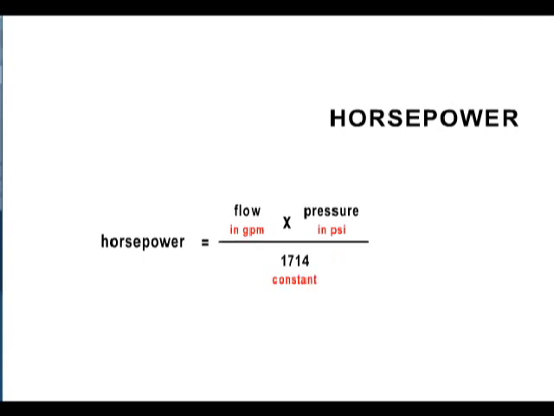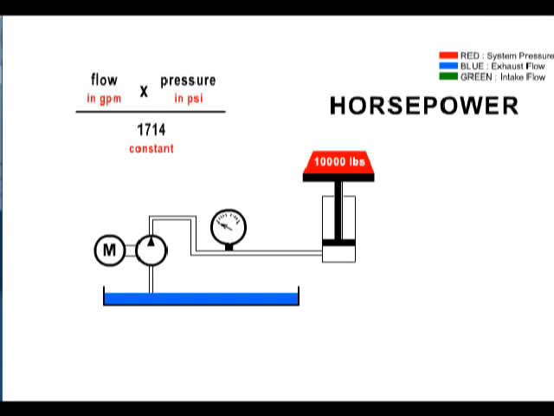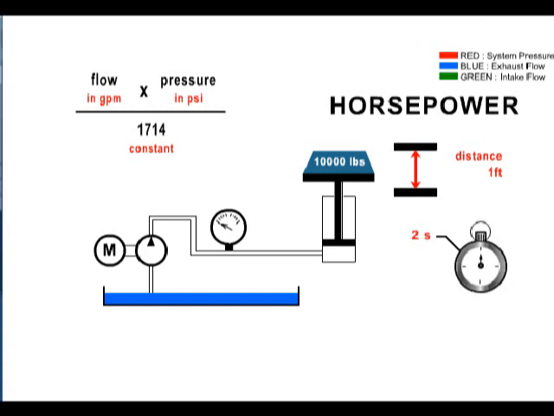Mathematically, hydraulic horsepower is expressed as follows. Horsepower equals flow in gallons per minute times pressure in pounds per square inch divided by 1,714, a constant. In our illustration, we are lifting 10,000 pounds, this is our force, a distance of 1 foot, this is the work to be accomplished. If we lift our load in 2 seconds, we have defined a power requirement. This may be expressed as hydraulic horsepower.